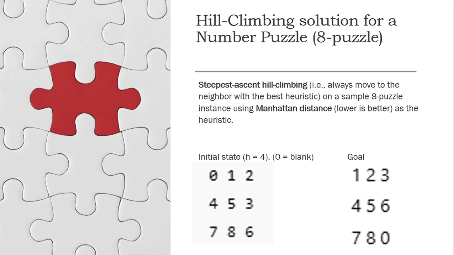Let us check an example of hill climbing for solving a number puzzle, that is the 8 puzzle problem. Steepest ascent hill climbing always moves to the neighbor with the best heuristic on a sample 8 puzzle instance, using Manhattan distance, where lower is better, as the heuristic. So you can see this is the 8 puzzle game. We have the initial state given. 8 puzzle game means we have 9 tiles with 8 numbers. 0 indicates a blank tile, and there will be a goal given. From the initial state, we have to reach the goal state.